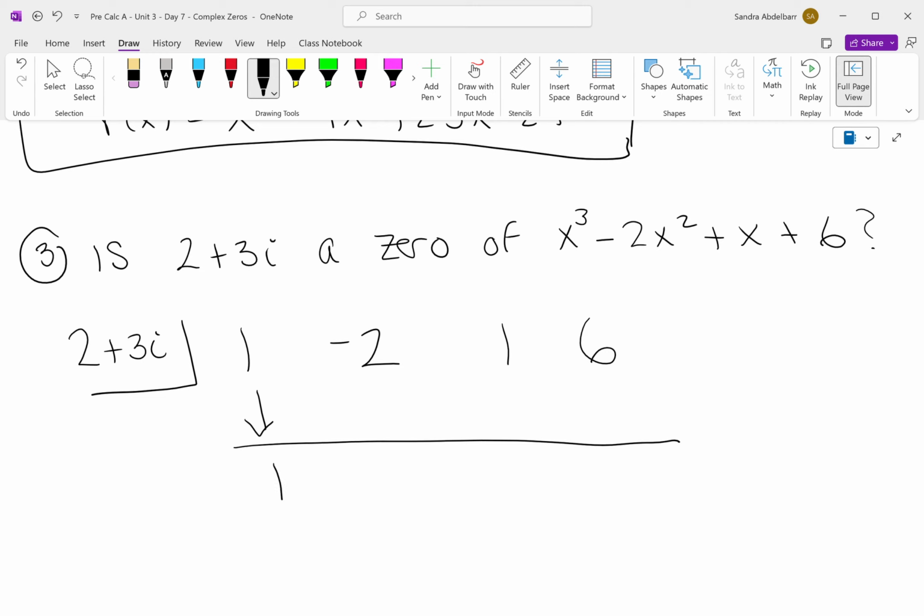Bring down that 1. 1 times 2 plus 3i is 2 plus 3i. What happens with the 2's here? They cancel, so now I'm just left with 3i.